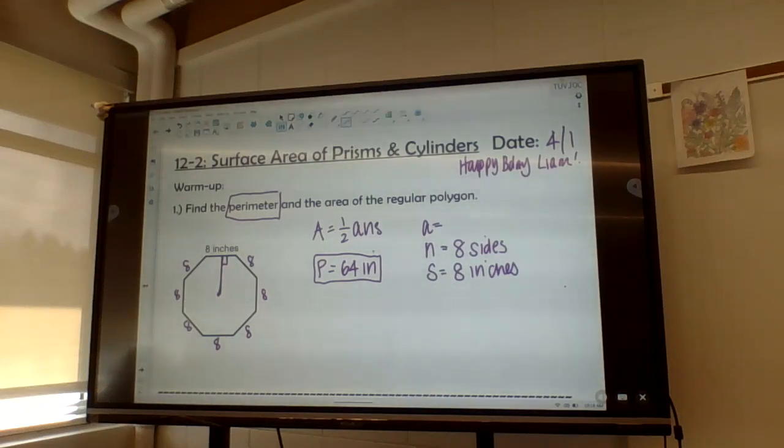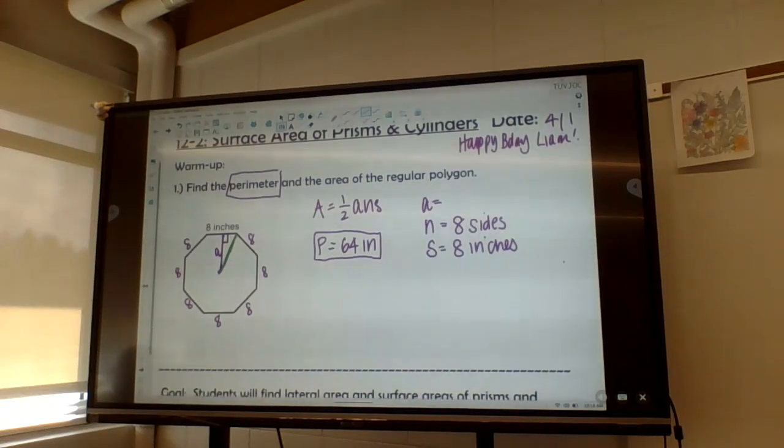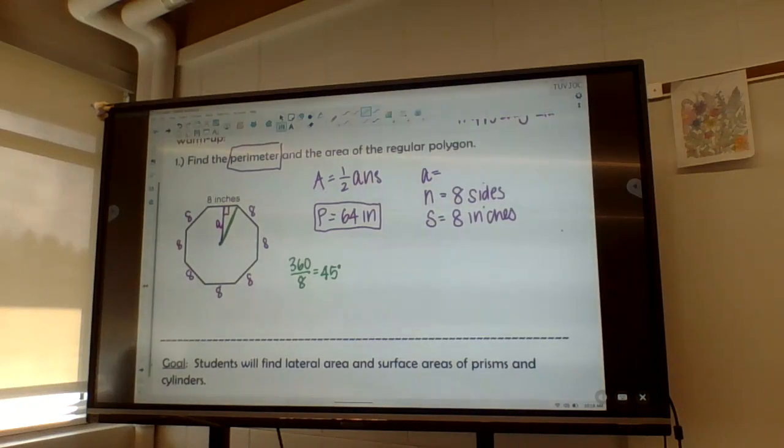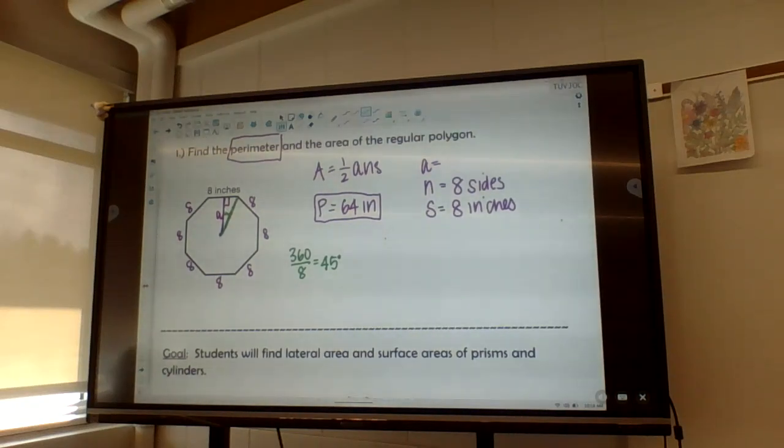Now little a we have to find is here. And remember, we have to draw this triangle in. Again, this is a bit of review from last chapter, and definitely a tougher idea. We have to do 360 divided by the number of sides, and I'll get 45 degrees. But remember, that's double the top angle up there, so technically the angle we're looking at is 22.5. The side across from it would be 4, only half of that, and we're trying to find little a.